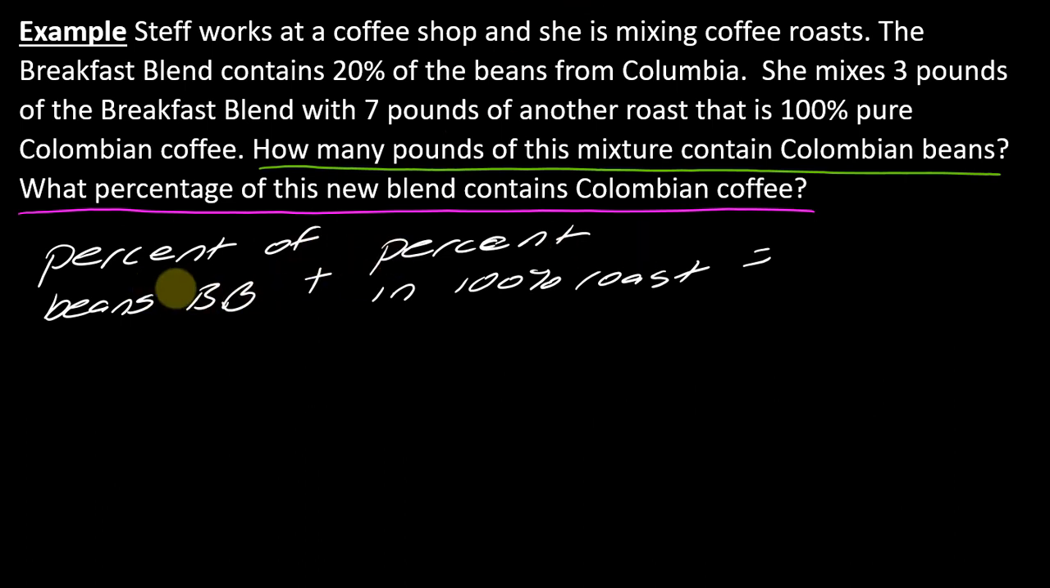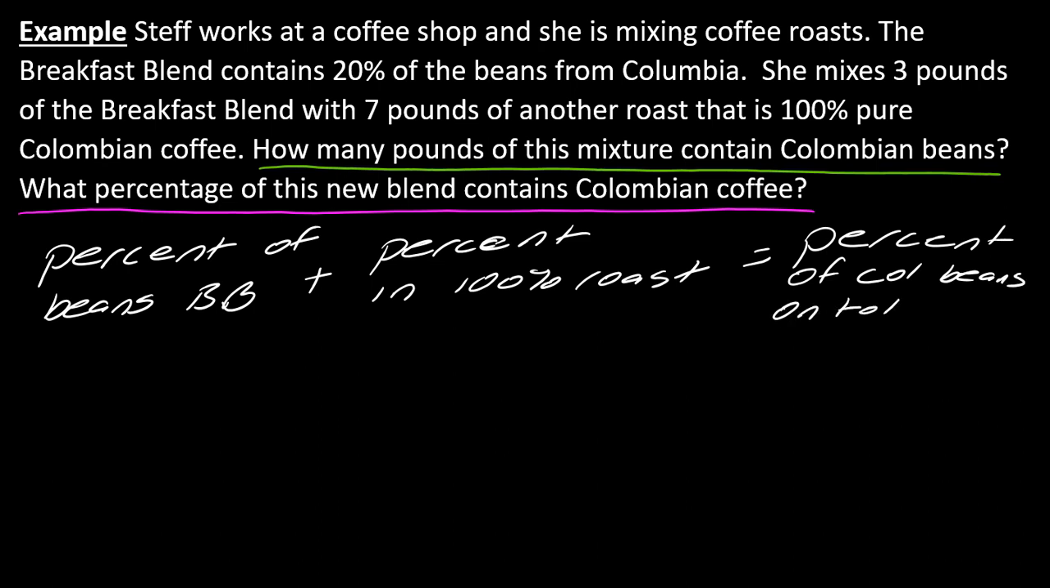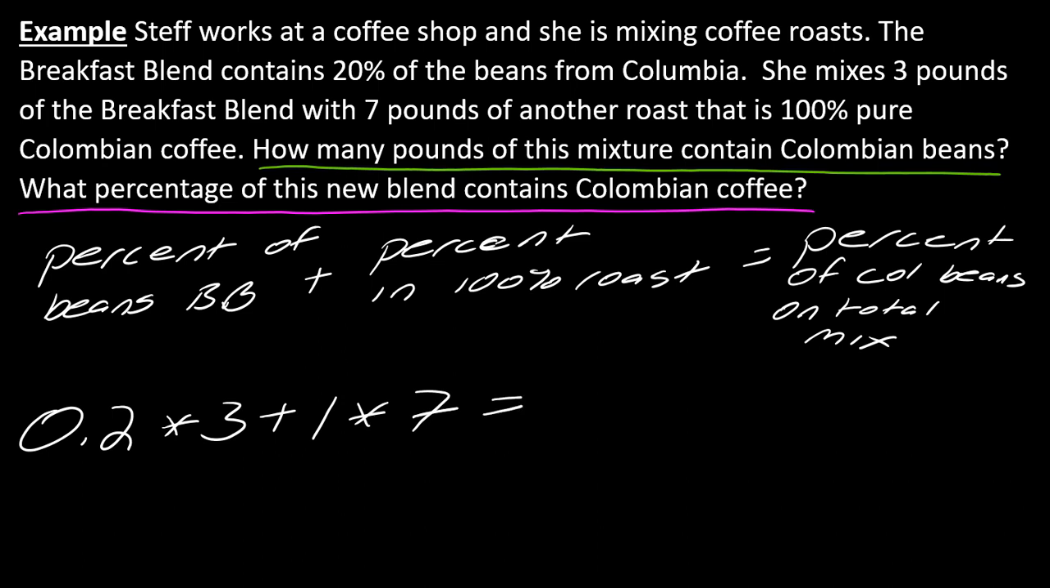Okay, so I'm literally recycling this from before, and I want to figure out how this gives me the percent of Colombian beans on the total mixture. So, all right, I've kind of abbreviated this here. This side is still set up the exact same. So it's still going to be 0.2 times 3, 1 times 7.